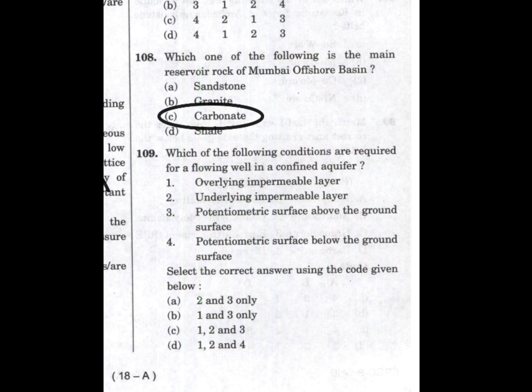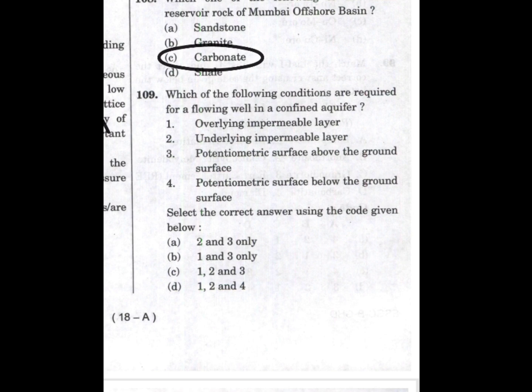Okay, we have to move on to the next question. Which of the following conditions are required for a flowing well in an aquifer condition? Aquifer, what we know, is an underground layer of water-bearing permeable rock, sediment or soil that can store and transmit groundwater. We classify the aquifer into two types: unconfined and confined aquifer.